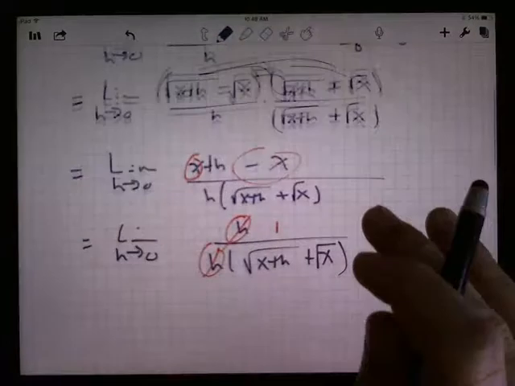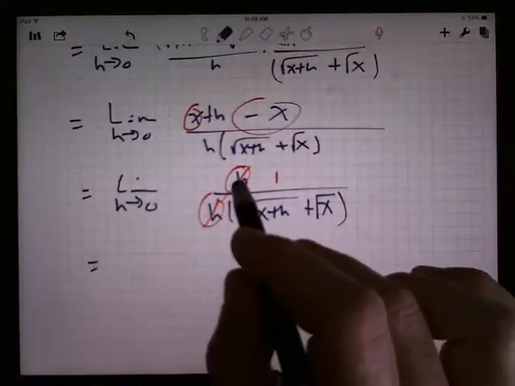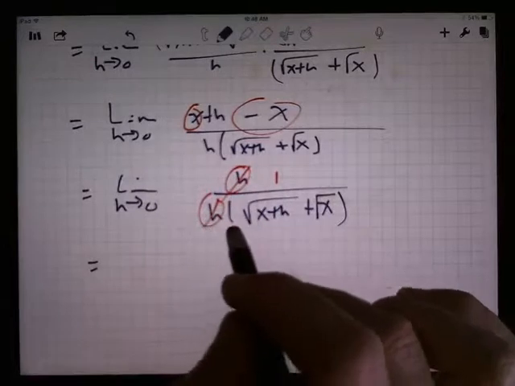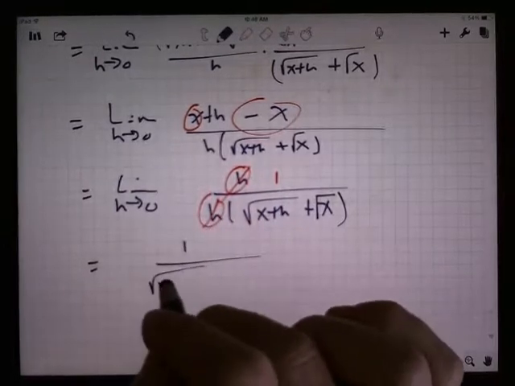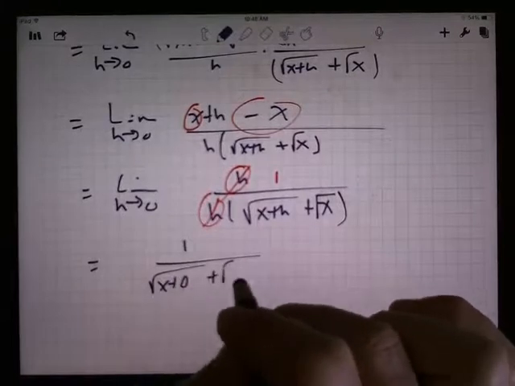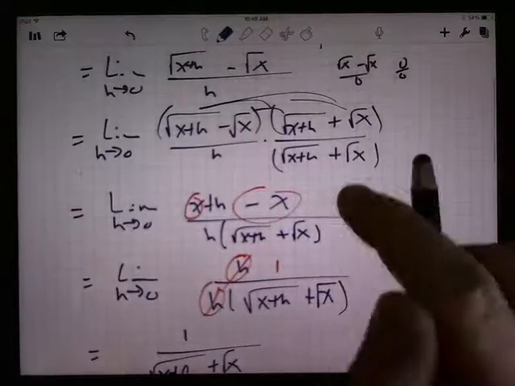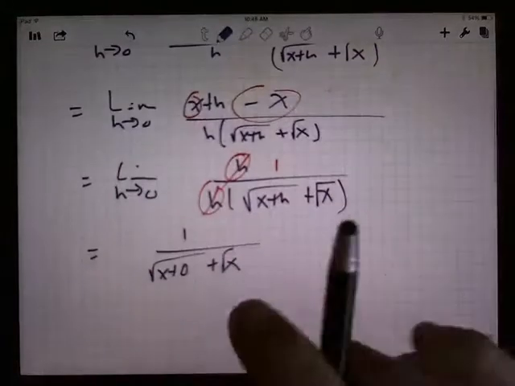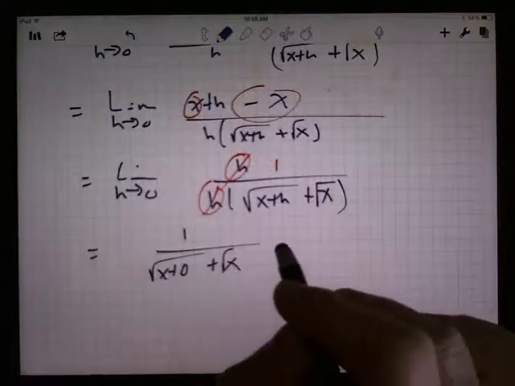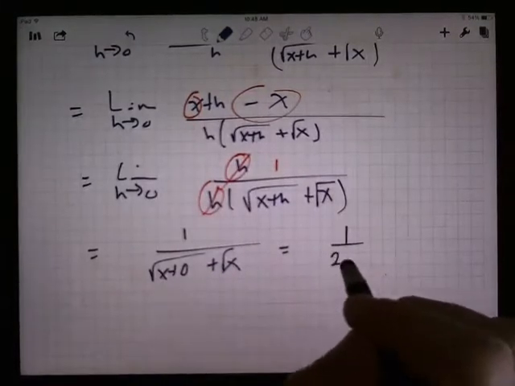So I'm now looking at, I've canceled out the 0 over 0, so let's plug that h equals 0 in. I've got a 1 on the top, I've got a square root of x plus 0, plus a square root of x. Notice where before that square root of x was minus the square root of x when it was like this, and that created a 0. Now with a plus sign in between, it doesn't create a 0. It's just the square root of x plus the square root of x. Well, that's 2 times the square root of x.